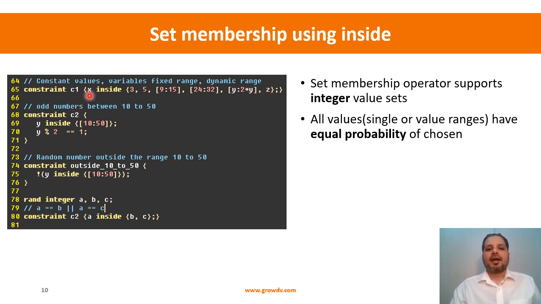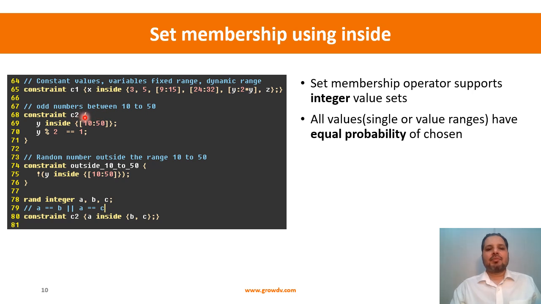Now when I say x inside this, it can take any one of them, and all the values, either single values or value ranges, have equal probability of being chosen. Here I have 1, 2, 3, 4, 5 and 6, so each one of them has an equal probability of 1 by 6 of being chosen. Once a range is chosen, within that range one of the particular values that the range allows will again be chosen with uniform probability. That is how it works.